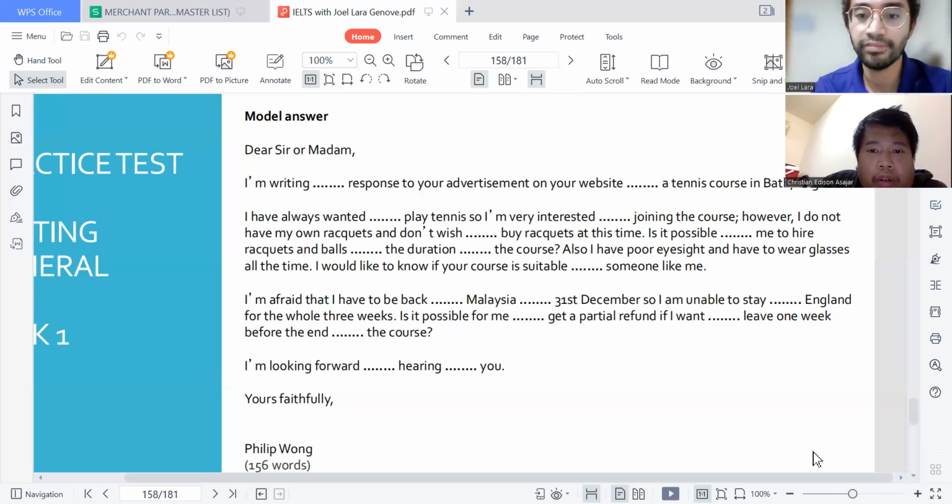Also, I have poor eyesight and have to wear glasses all the time. Second problem. I would like to know if your coach is suitable for someone like me.